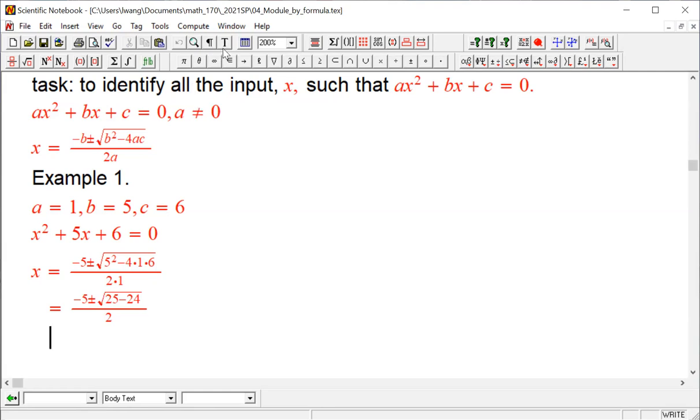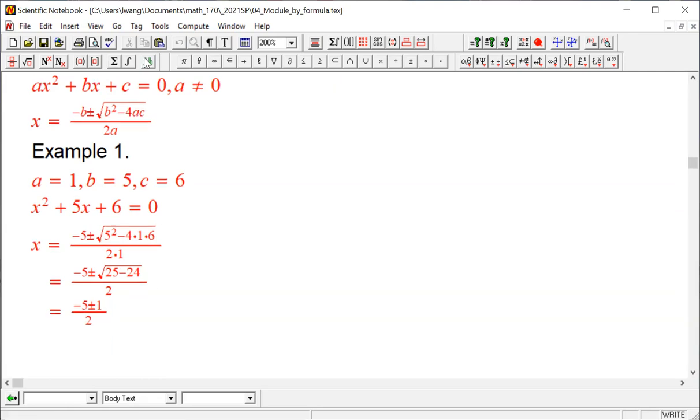Okay, so one more step. And now we're going to have 2 in the denominator and negative 5 plus or minus the square root of 1. Square root of 1 is 1, right? And at this point, we will get the solution. One is for minus, one is for plus. So we have 2 solutions, and we're going to use subscripts.